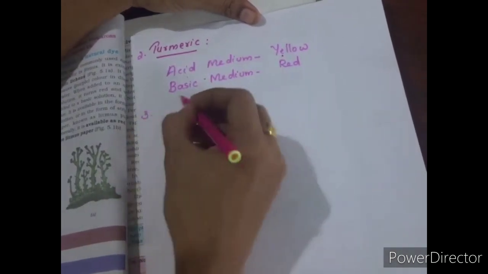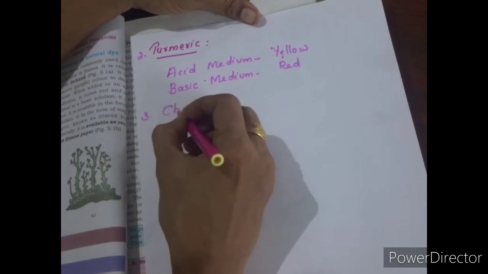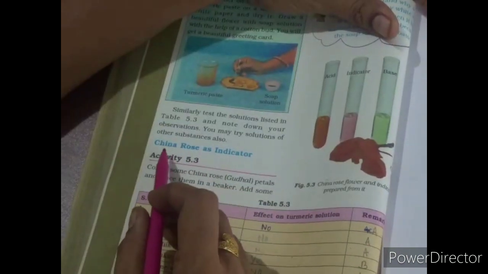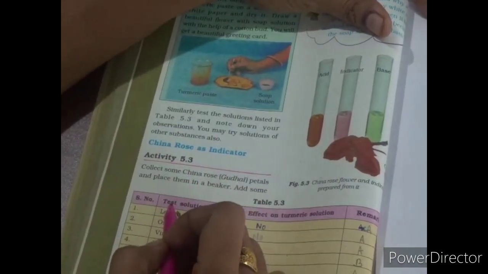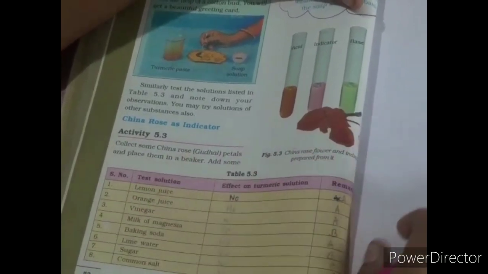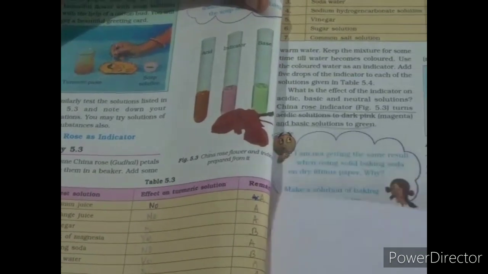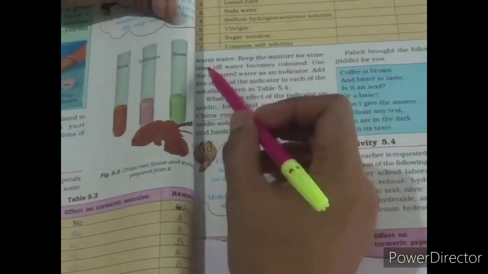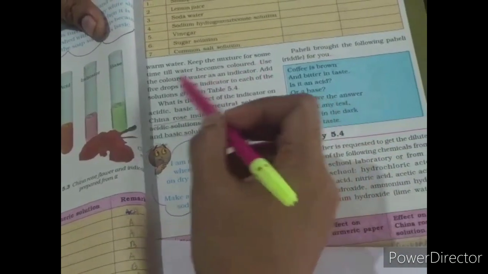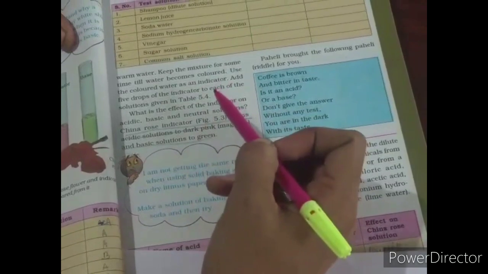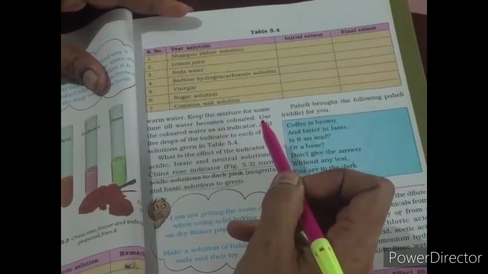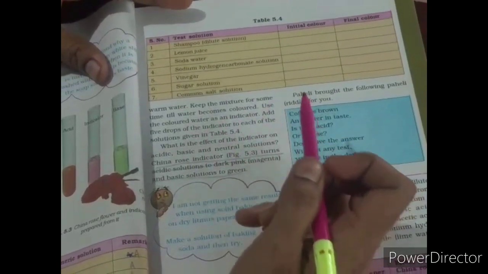Now the third natural indicator is China rose. Now consider China rose as indicator. Collect some China rose petals and place them in a beaker. Add some warm water into that. Keep the mixture for some time till water becomes colored. Use the colored water as an indicator. Now let's study the effect of this particular indicator in acidic and basic solution.